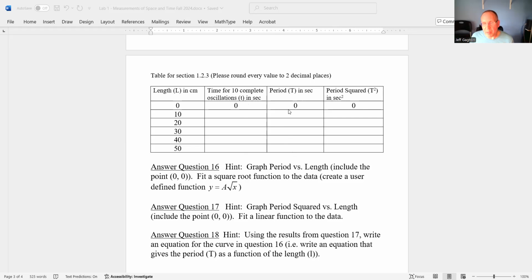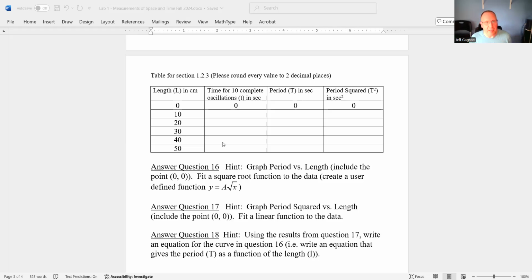Once we have the period, the other thing we need to compute is the period squared, where we literally just multiply the period by itself. You're just going to square these values on your calculator, and that'll go in the last column here. Again, all of these should be to 2 decimal places. So the only data that you're actually collecting, either from a physical pendulum or from a wooden pendulum, is the time for 10 oscillations, or 5 oscillations. It really doesn't matter.